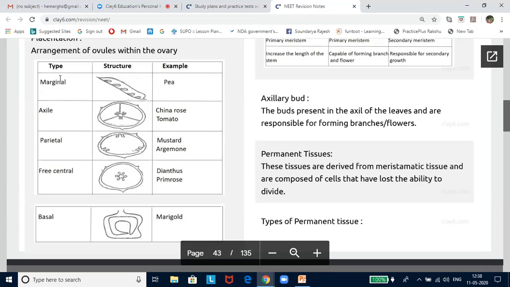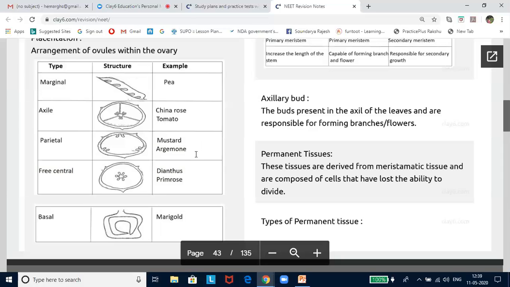Now, what is marginal placentation? The placenta forms a ridge along the ventral suture of the ovary, and ovules are borne on this ridge, forming two rows. Example is pea. Placenta is in axile position, and ovules are arranged as in multilocular ovary condition, and this is known as axile placentation, seen in China rose and tomato. In parietal placentation, ovules develop on the inner wall of the ovary or on the peripheral part. Ovary is one chambered, but here you will see two chambers. There is a formation of a false septum.